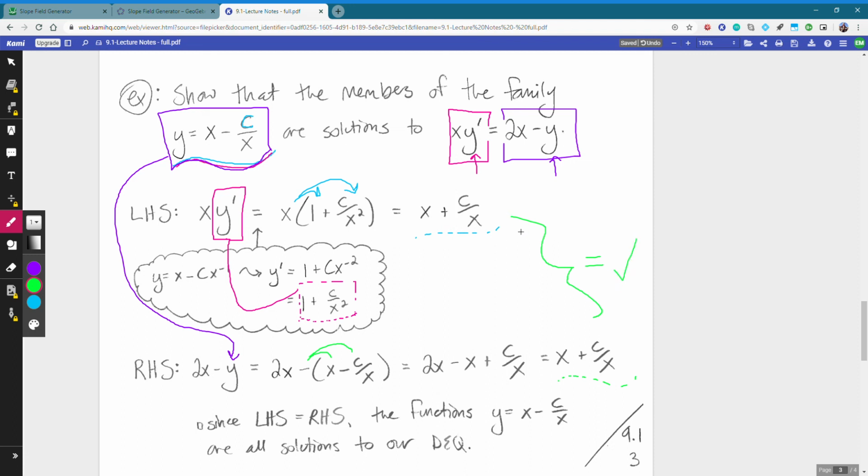And so since our left-hand side equals our right-hand side, our function here, which represents a family of functions, is a solution to our differential equation.